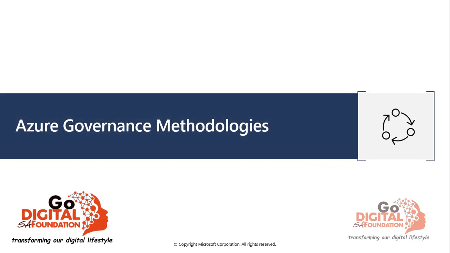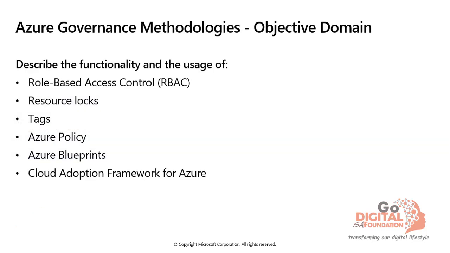And then we have what we call the Azure governance methodologies. So in this objective domain, we're going to look at RBAC, which is role-based access control, the resource logs, tags, Azure policies, Azure blueprints, and the cloud adoption framework for Azure.